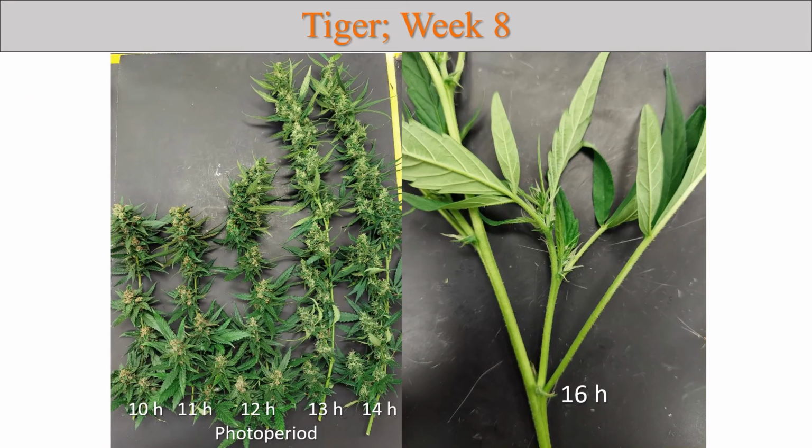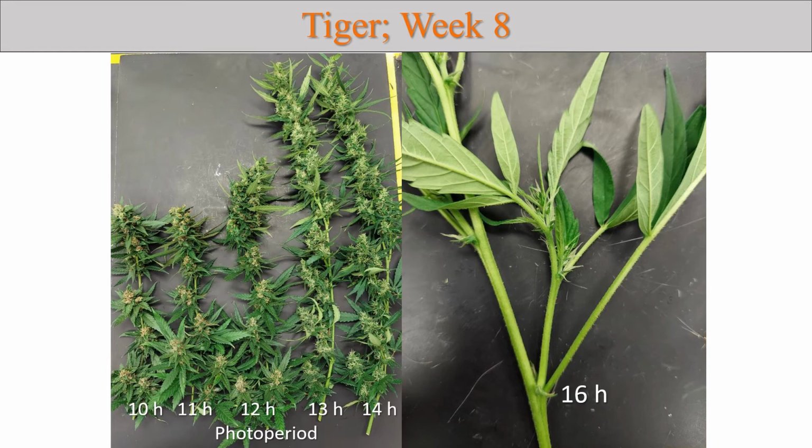And then finally, we have tiger at week 8. And so the photo on the left really is a nice representation of the photoperiod response of tiger because we see the shortest plants at 10 and 11 pretty much identical to each other. 13 and 14 are pretty much identical to each other, and 12 kind of sits nicely in between the two.